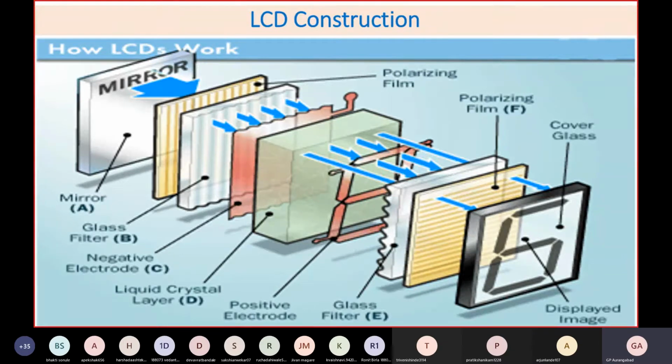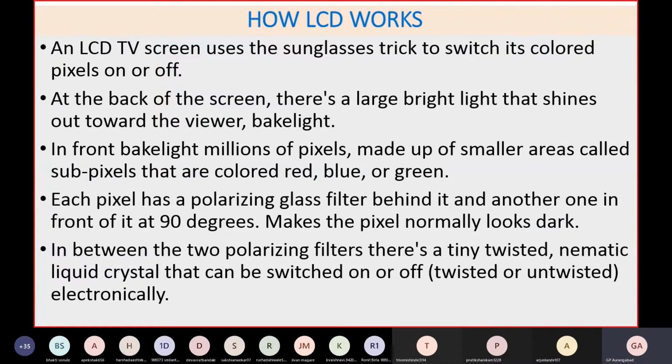Let's see how it works. An LCD TV screen uses the sunglasses trick to switch its colored pixels on or off. As I said, the LCD TV uses the sunglasses trick which we have already seen. If you use two polarized glasses and keep them exactly 90 degrees apart, it can be used to switch the light on or off. Similarly, you can make your pixel on or off.